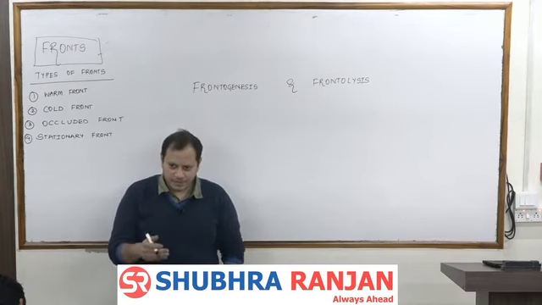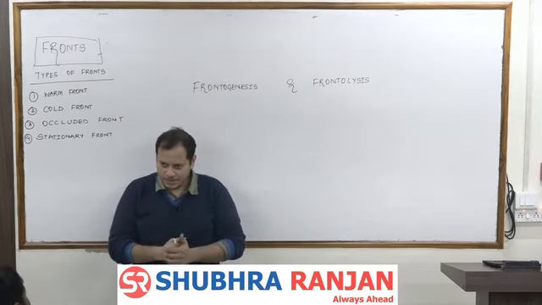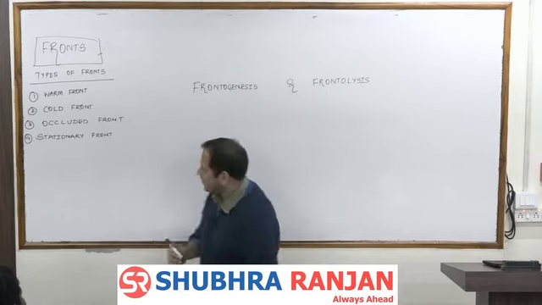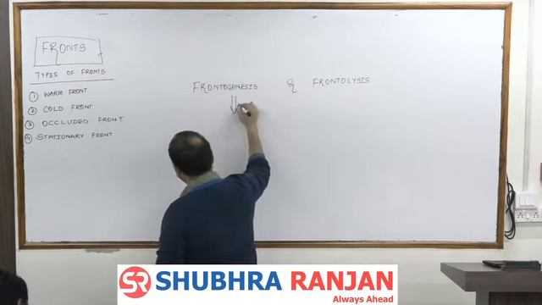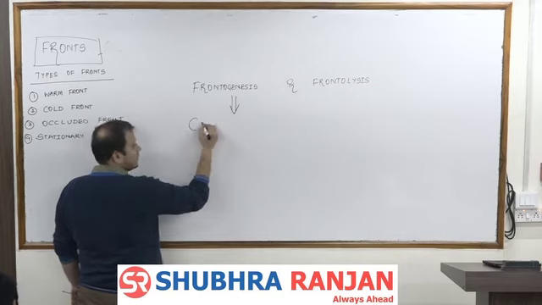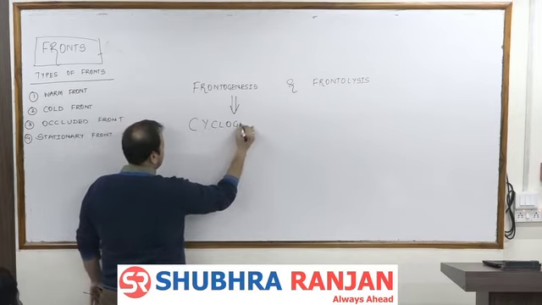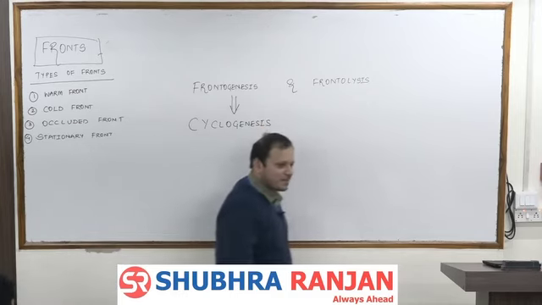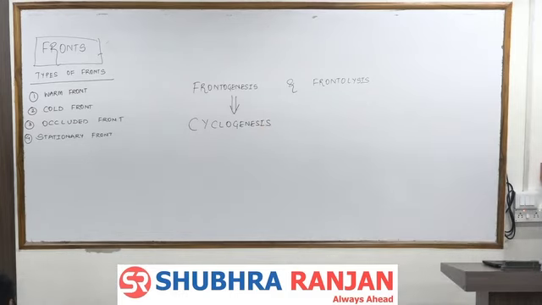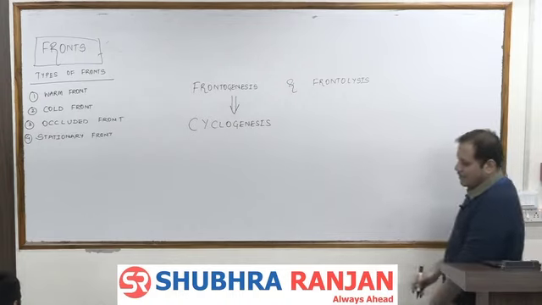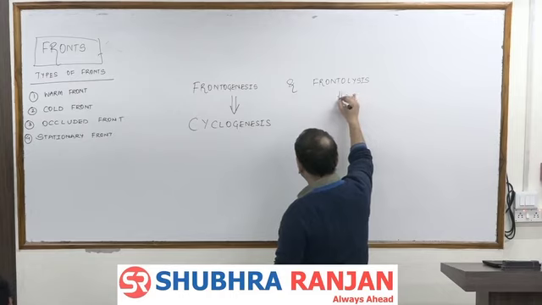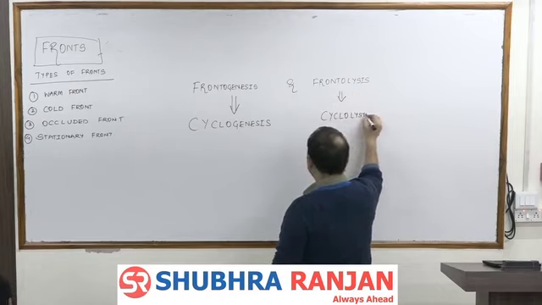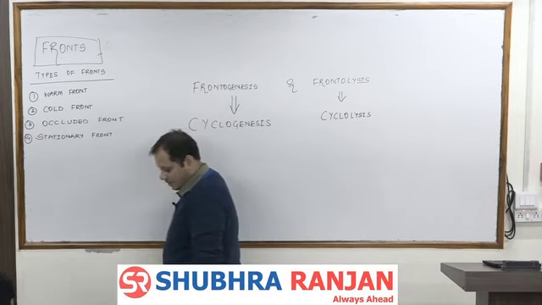Death of a front is known as frontolysis. Frontogenesis causes cyclogenesis. Means, किसका जन्म हुआ? साइक्लोन का. Frontogenesis causes cyclogenesis, while frontolysis causes cyclolysis. That is the death of a साइक्लोन.